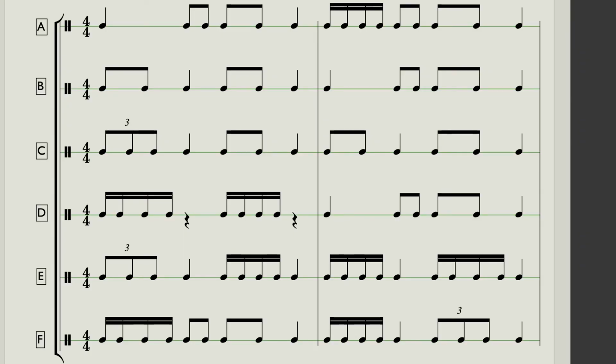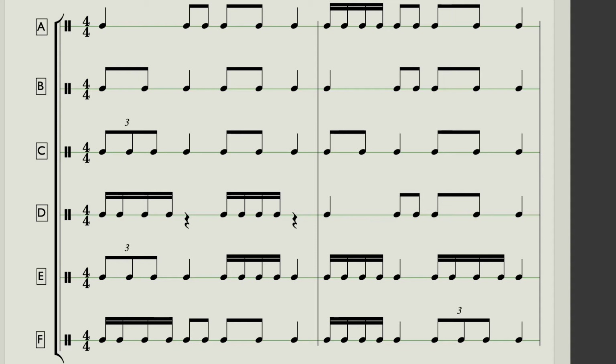1, 2, 3, and 4, and ta, ti, ti, ti, ti, ta. Ticka, ticka, ti, ti, ti, ti, ta. B, ti, ti, ta. Ti, ti, ta. Ta, ti, ti, ti, ti, ta. C, triola ta. Ti, ti, ta. Ti, ti, ta. Ti, ti, ta. D, ticka, ticka, za. Ticka, ticka, za. Ta, ti, ti, ti, ti, ta.